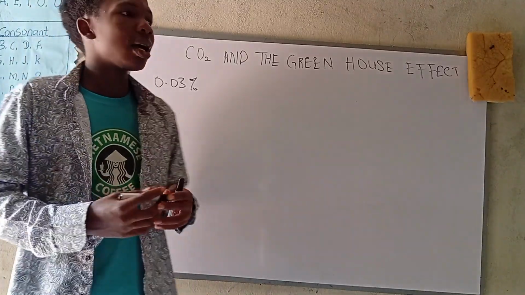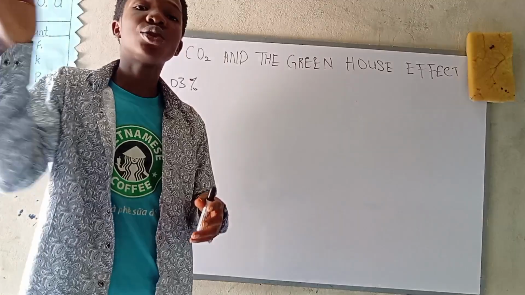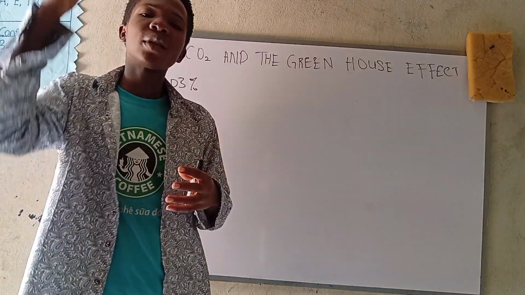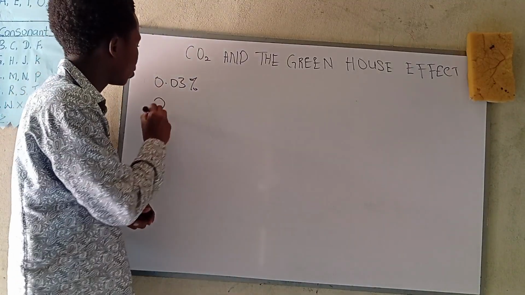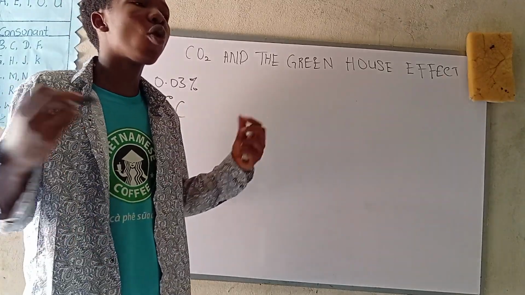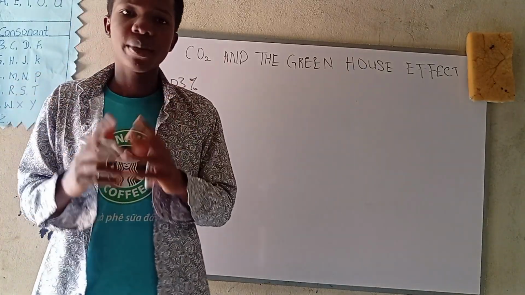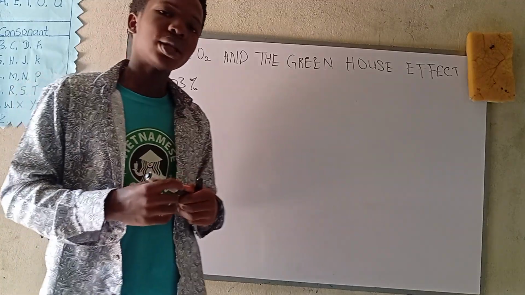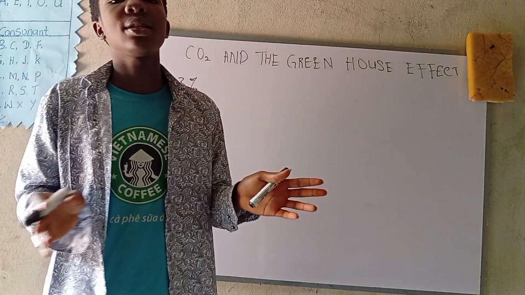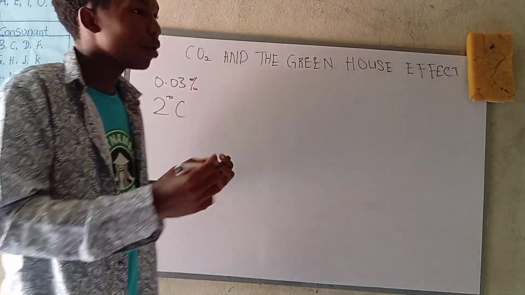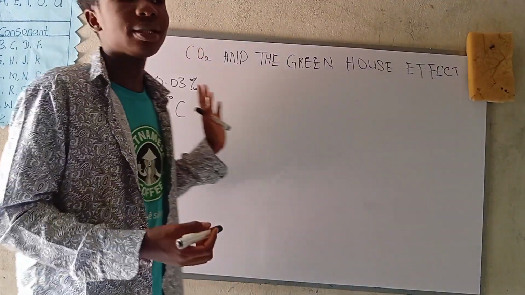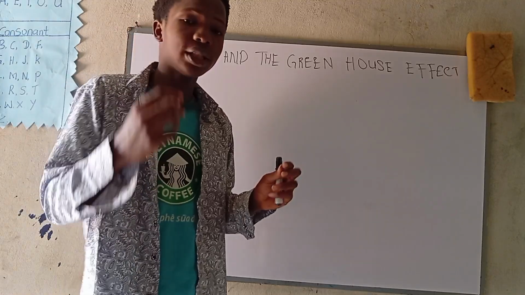Now, what will it cause? If it starts trapping them and returning them to Earth, it will increase the temperature of the lower atmosphere by 2 degrees Celsius. Note that. When this has taken place, we call it global warming. This global warming is also called the greenhouse effect. So I'm going to tell you the major effects of this greenhouse effect. It causes flooding. Do you know why?